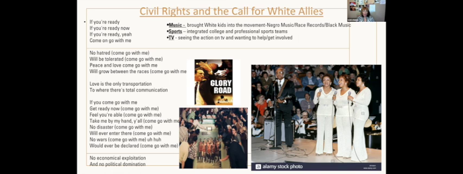Sports. In the 50s and 60s, when colleges and professional sports teams started to integrate in order to win, you know what happens when people become teammates. Anybody see Glory Road, this movie? I love it for looking at how sports brought white kids into the civil rights movement. Anybody see it? Comments in the chat or unmute?